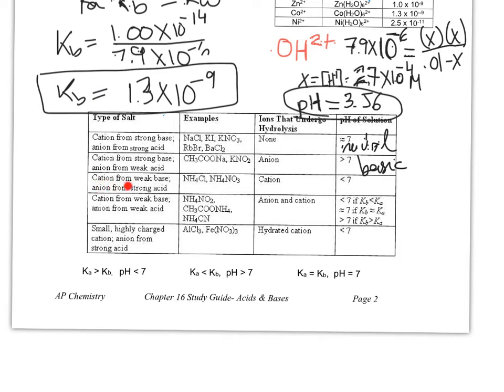What if you have the other scenario, the opposite? So the cation is from a weak base, but the anion is from a strong acid. For example, NH4Cl. So NH4 plus is from a weak base, so that could undergo hydrolysis. Cl minus is from a strong acid, so that would not undergo hydrolysis. So NH4 plus, if you react that with water, gives off H plus to the water, and so you form ammonia and H3O plus or H plus, which makes it more acidic, and so your pH is less than 7.